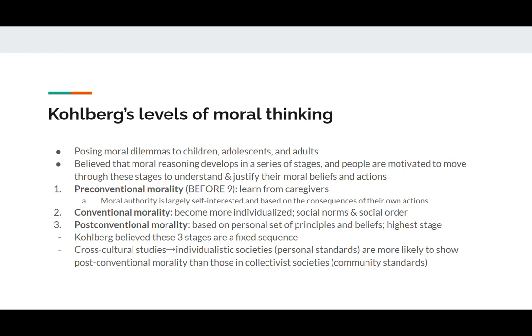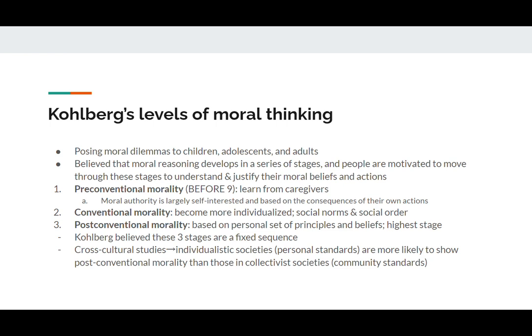Young children in the stage of pre-conventional morality, before the age of 9, have not yet developed their own code of morality. Instead, morality is shaped by the rules that the child has learned from caregivers and the consequences that will follow. Moral authority is largely self-interested and based on the consequences of their own actions. A child in this stage may say to steal the drug in order to be seen as a hero. Conversely, they may say that stealing the drug is bad because Heinz could go to jail.